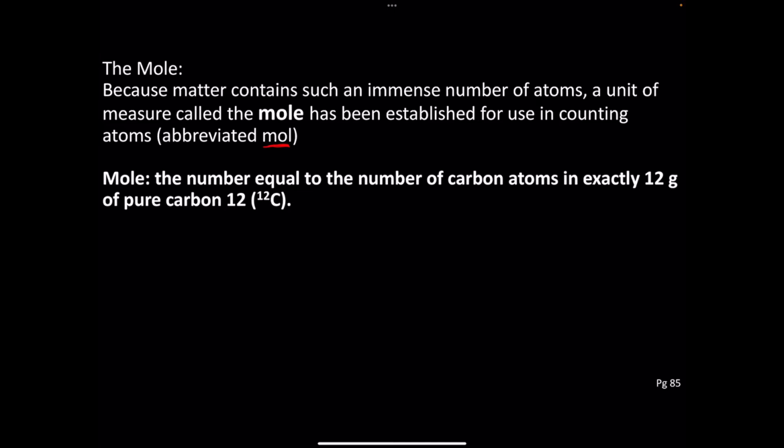Now, this is actually the number equal to the number of carbon atoms in exactly 12 grams of pure carbon-12. So we have this scale that goes from atomic mass units to grams. And in fact, what ends up happening is we would say, okay, if there are 12 atomic mass units, there are also going to be 12 grams as we relate those from moles to grams.